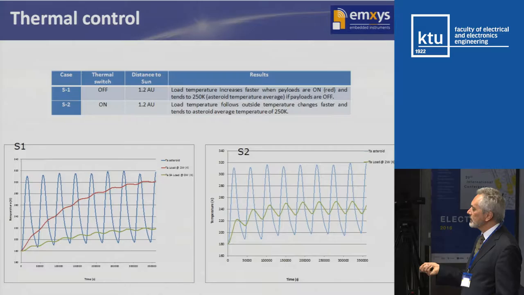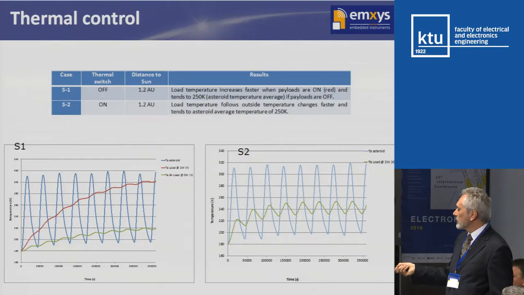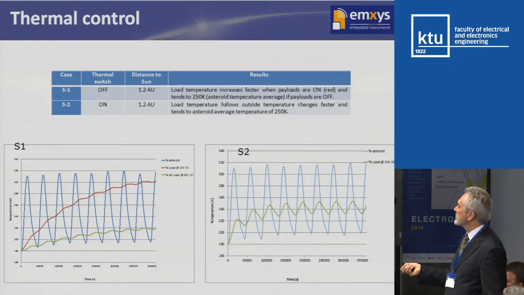If we have too much load in the interior of the satellite, the temperature inside goes up, and if we have no load or a very small power being consumed inside the satellite, the temperature is kept low. This is while descending, this is while on the surface, and this is on the surface with no power consumed inside. And what we have seen is that if the thermal switch is kept on, we have this kind of profile.